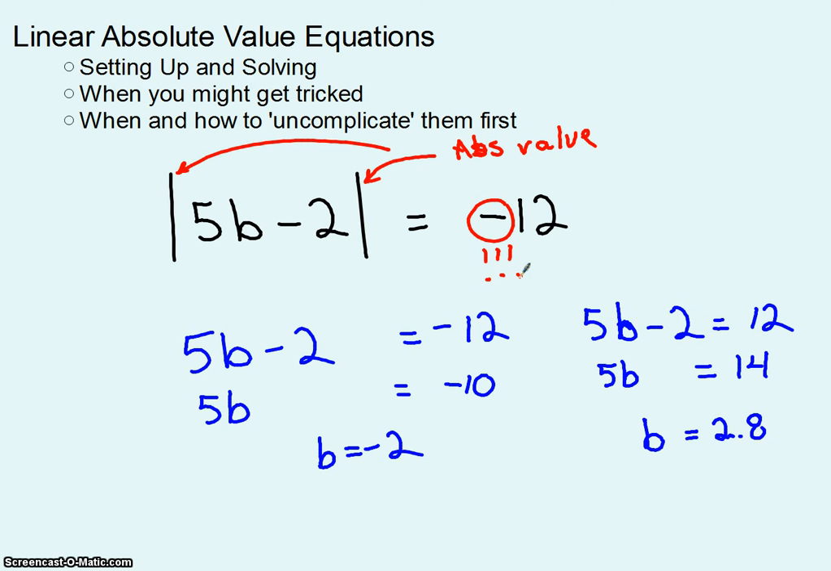So when you see an equation like that where it says the absolute value of something is negative, stop right there. There's no solution. So be careful about that. That's when you might get tricked.